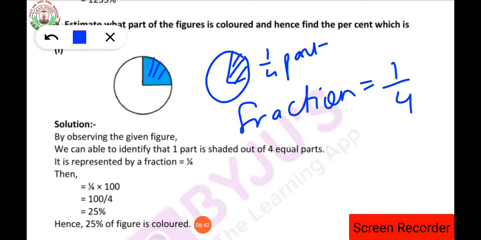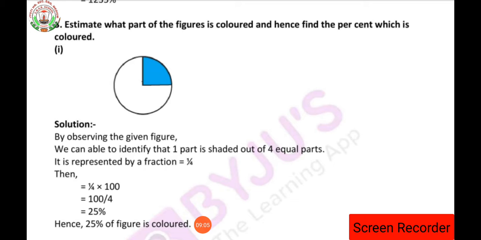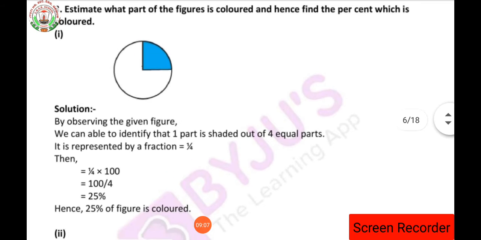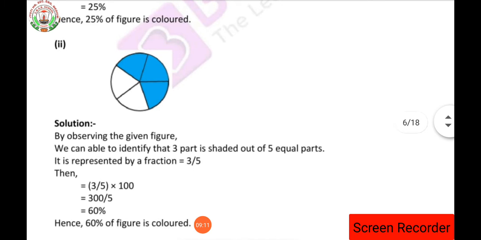In order to convert the fraction 1/4 into percent, what are we going to do? We are multiplying by 100%. So it will be how much? 100 upon 4, isn't it? Now cancel it by the table of 2. It will be 50 and here 2, and again 25, isn't it? So 25% is the answer for question number 3, first part. Clear everyone? In the same way we have to see the second part of the figure.